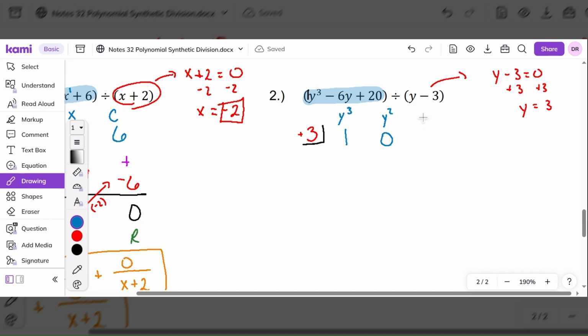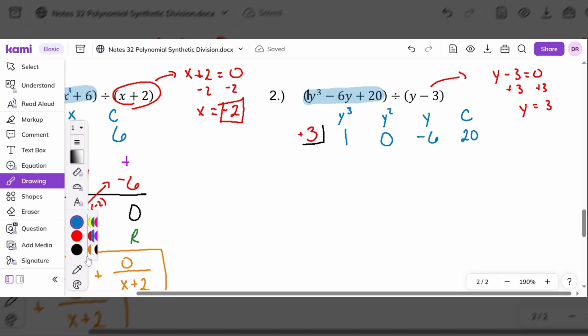Now we move on. We need y to the first. And in front of y to the first is a negative 6, a minus 6. So we write that down. And then we go to our constant term at the end with no variable. That would be a 20, positive 20. Okay, so we have everything ready to go.